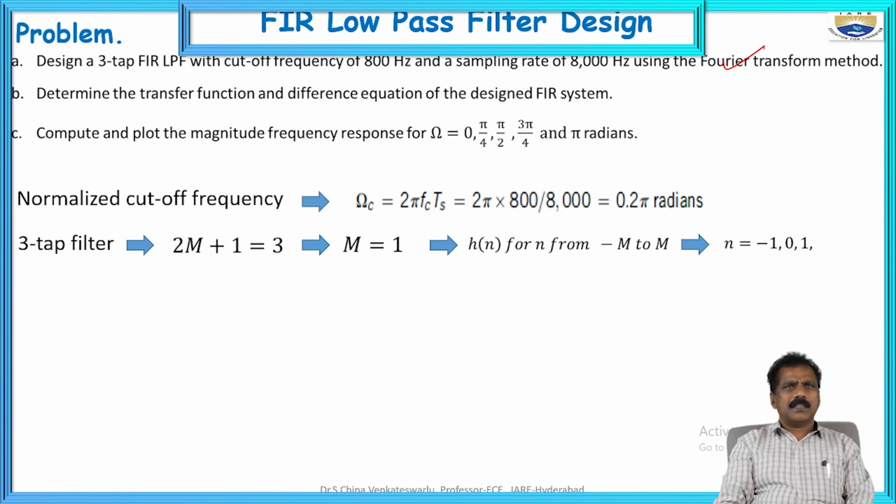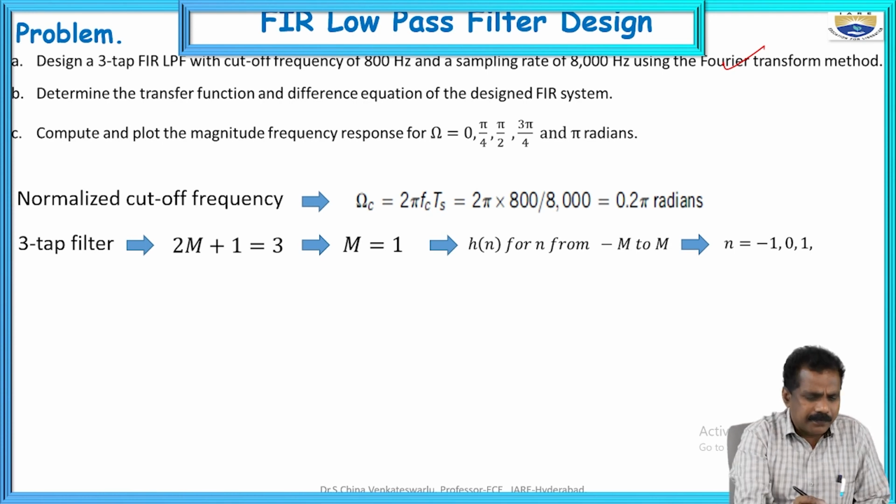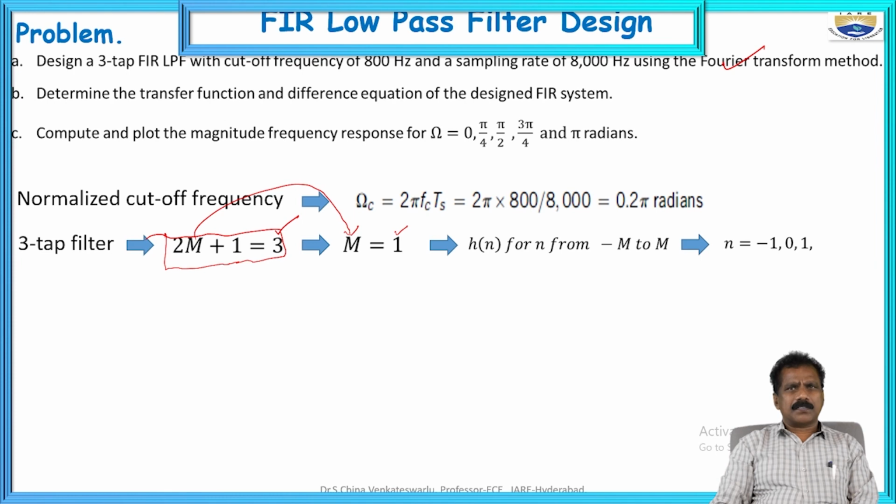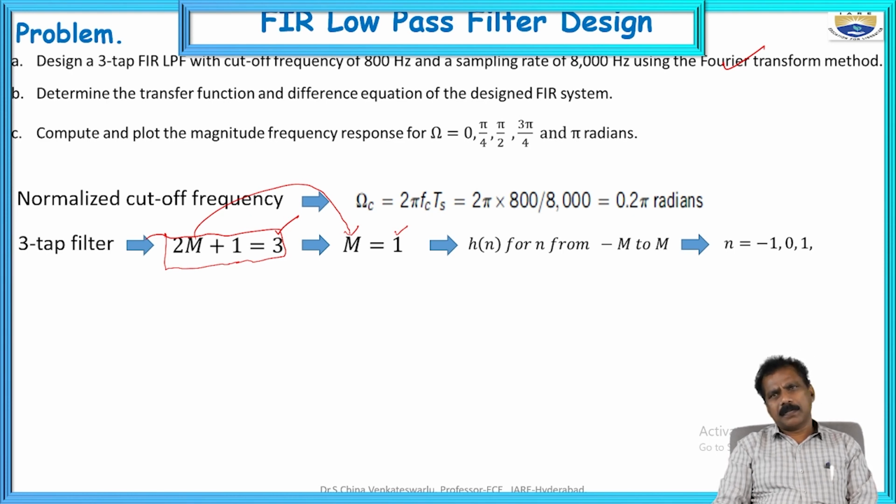If you want to design a three-tap finite impulse response low pass filter, the three-tap filter means 2M plus 1 equal to 3, where M is equal to 1. Substituting M equal to 1, the time impulse response h of n for n from minus capital M to plus capital M means we substitute the n values minus 1, 0, 1.